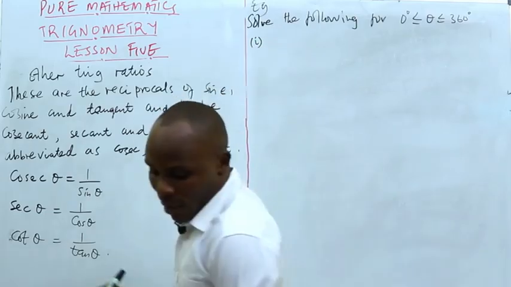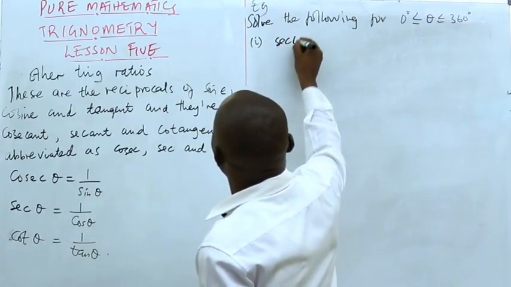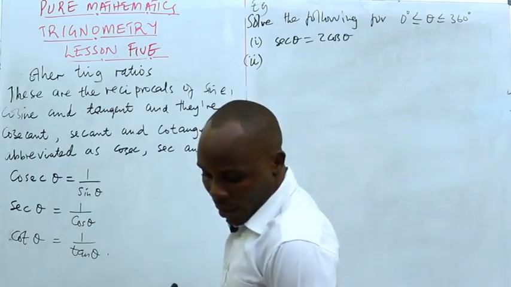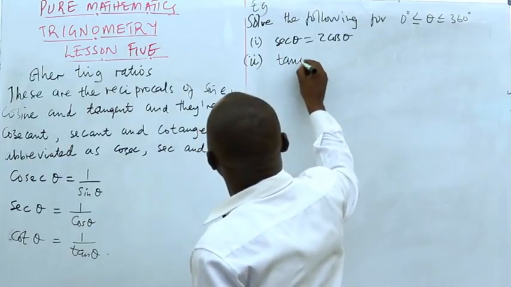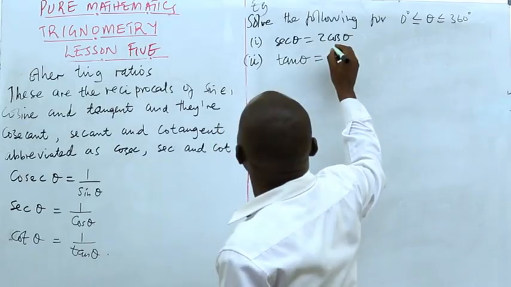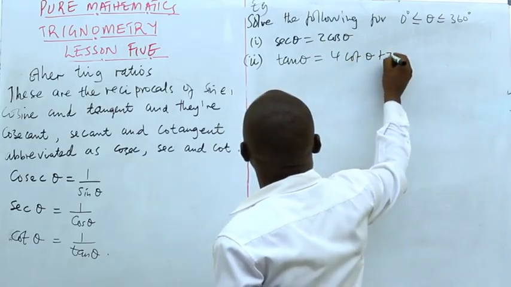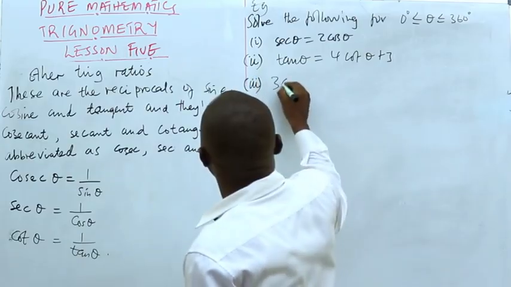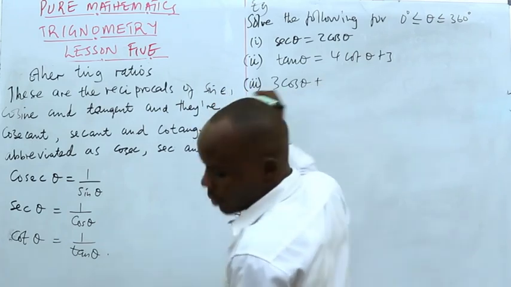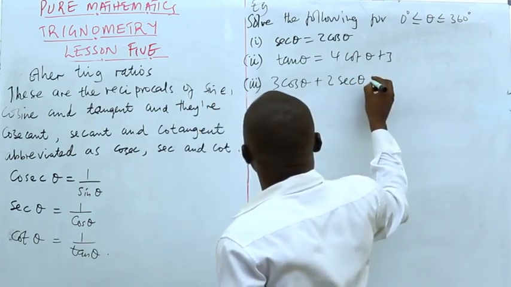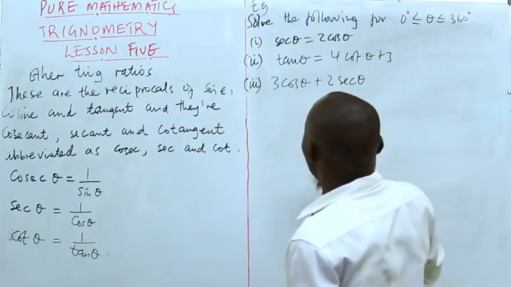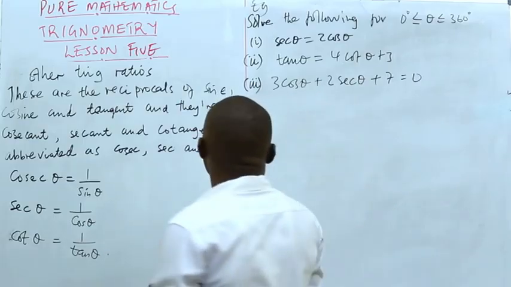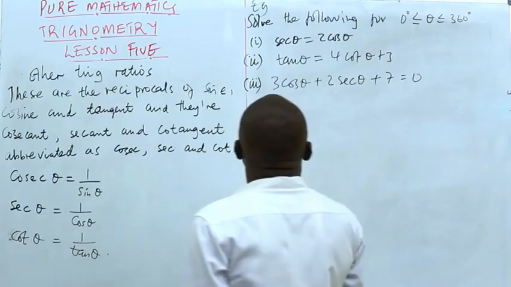The first one, we have sec theta is equal to 2 cos theta. The second one, we have tan theta is equal to 4 cot theta plus 3. Then we have 3 cos theta plus 2 sec theta plus 7 is equal to 0. So, solution.